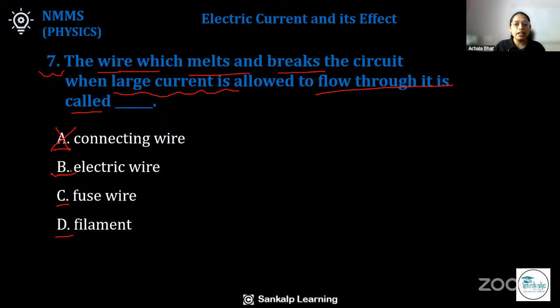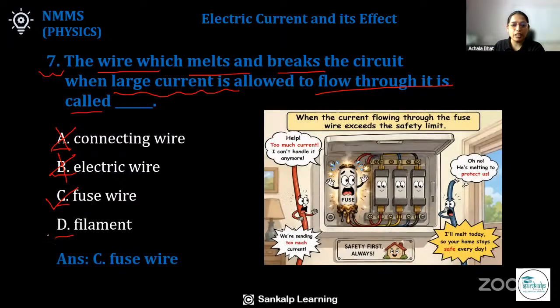B, electric wire. No. C, fuse wire. Yes. Fuse wire is correct. D, filament. Filament is the wire that is present in a bulb. C, fuse wire is correct. When the current flowing through the fuse wire exceeds the safety limit, it melts away and it breaks the connection.